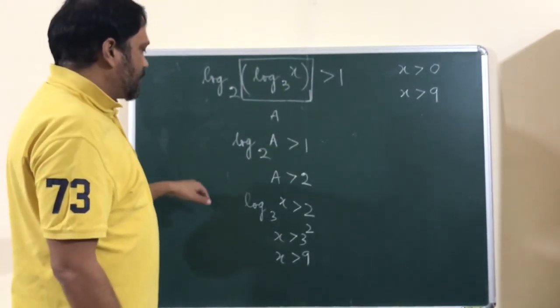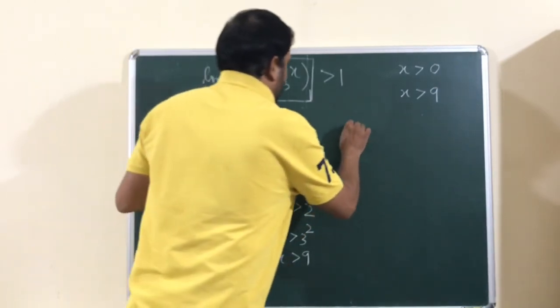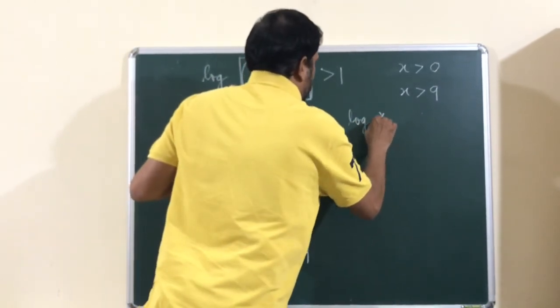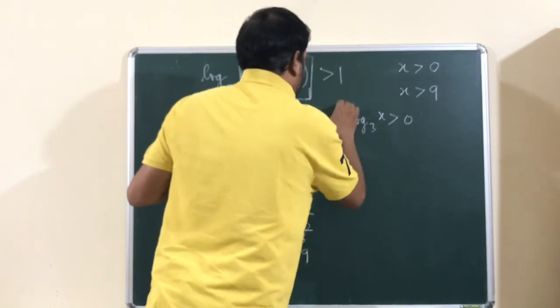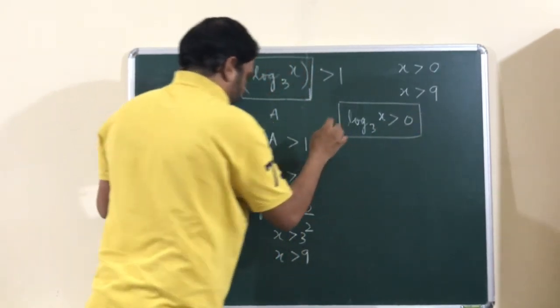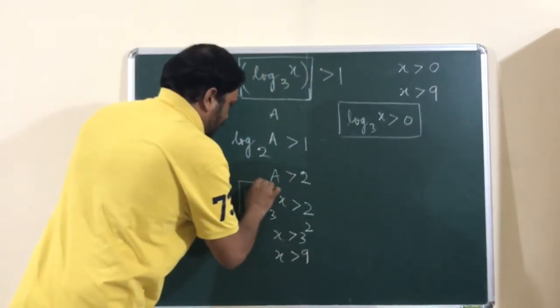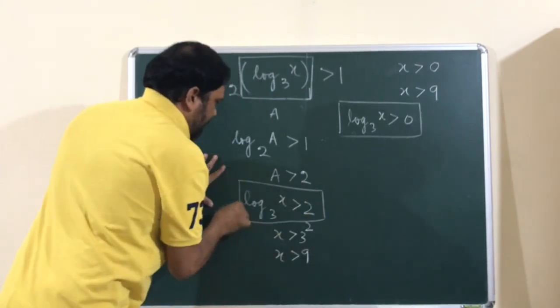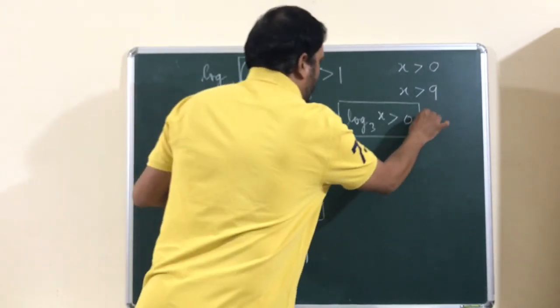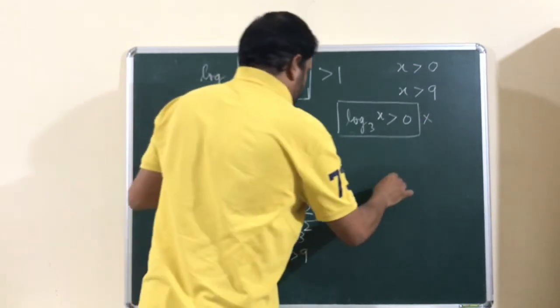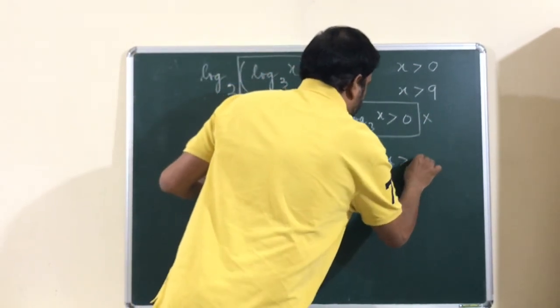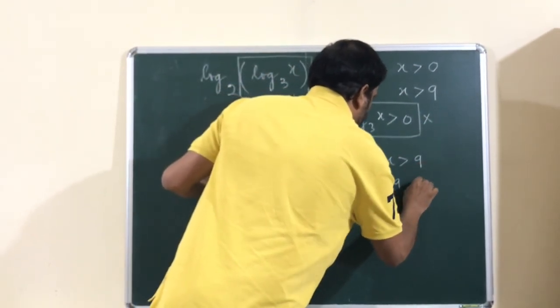So log of x base 3, we are making sure that it has to be greater than 0. And we don't need to check this thing. Why? Because we have already considered log of x base 3 is greater than 2. So it's not required there. So what is the final answer? That is x is greater than 9. So the answer is 9 to infinity.